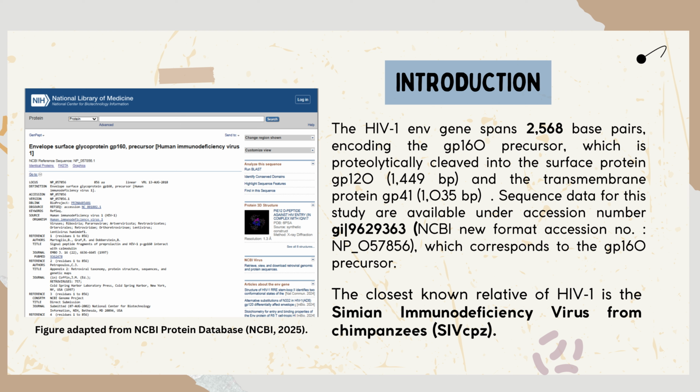2,568 base pairs, encoding the GP160 precursor, which is proteolytically cleaved into the surface protein GP120 and the transmembrane protein GP41. Sequence data for this study are available under accession number GI9629363, which corresponds to the GP160 precursor. The closest known relative of HIV-1 is the simian immunodeficiency virus from chimpanzees.